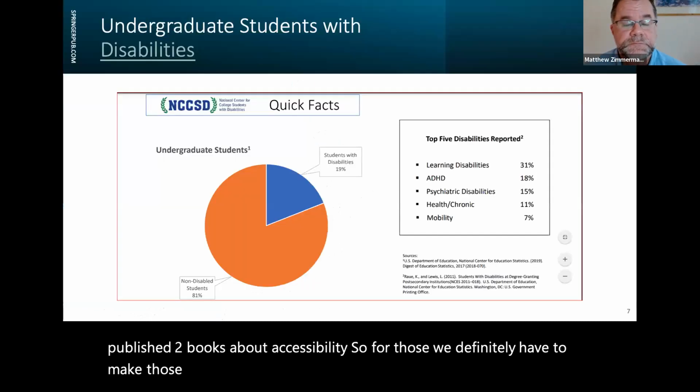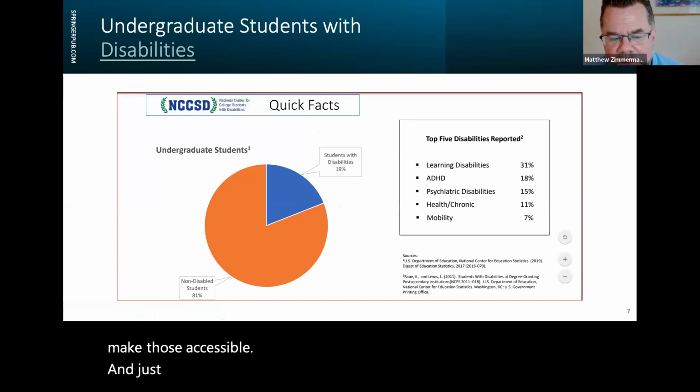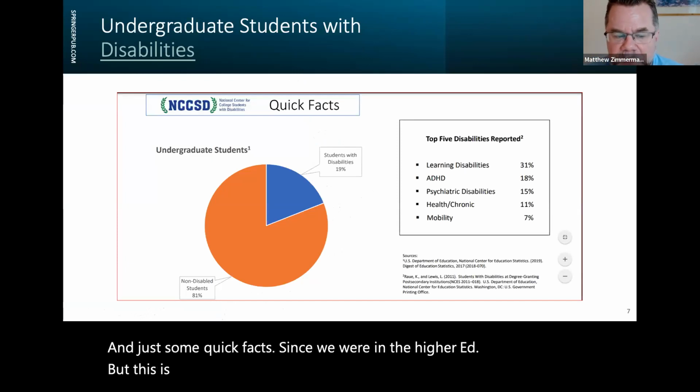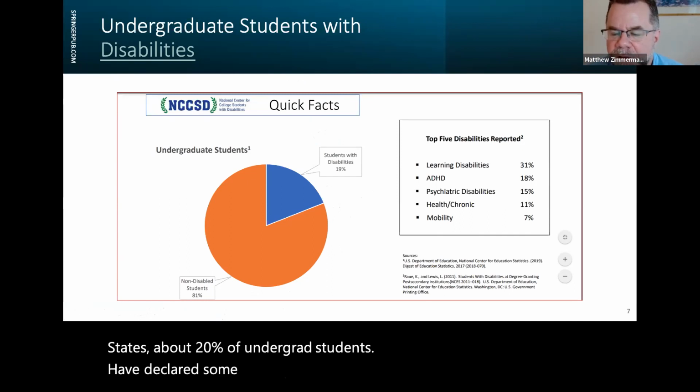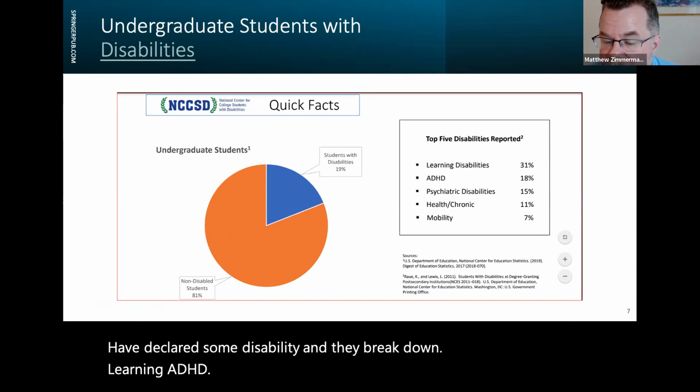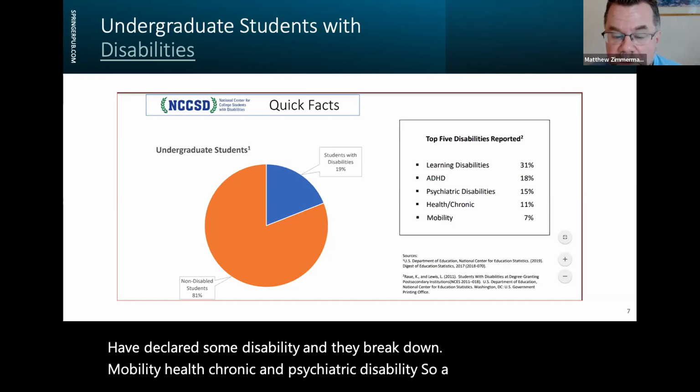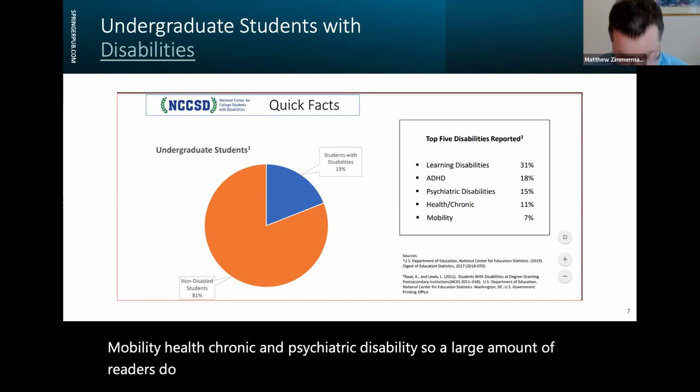Just some quick facts, since we're in higher ed, though this probably applies across populations too. In the United States, about 20% of undergrad students have declared some disability, and they break down into learning, ADHD, mobility, health, chronic, and psychiatric disability. So a large number of readers do need text to be accessible.